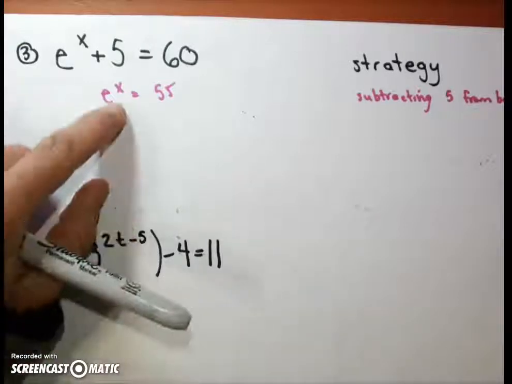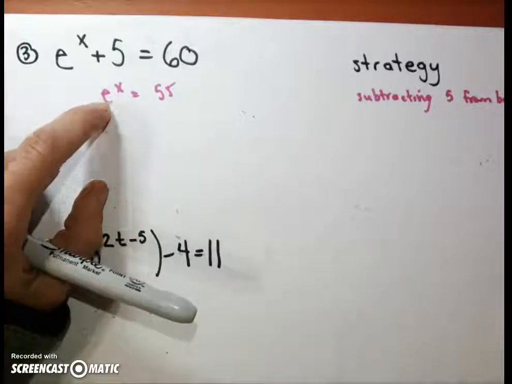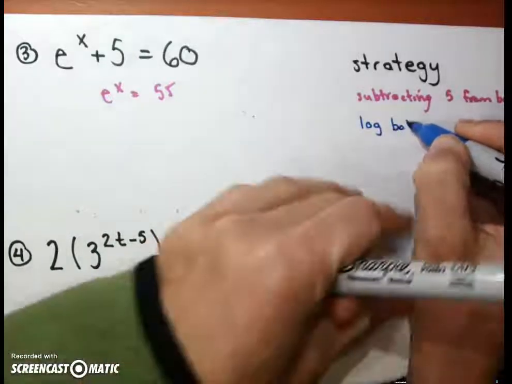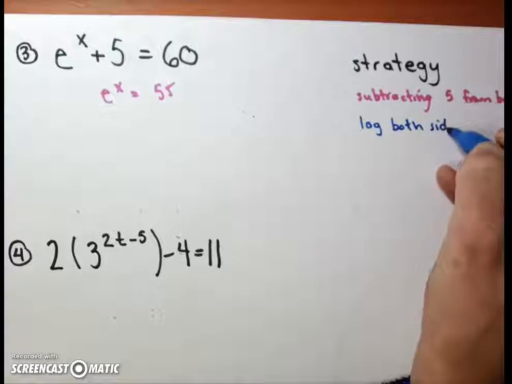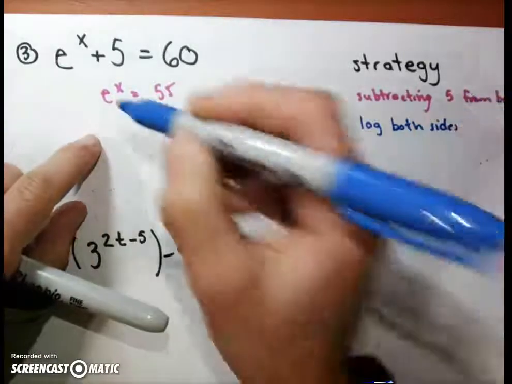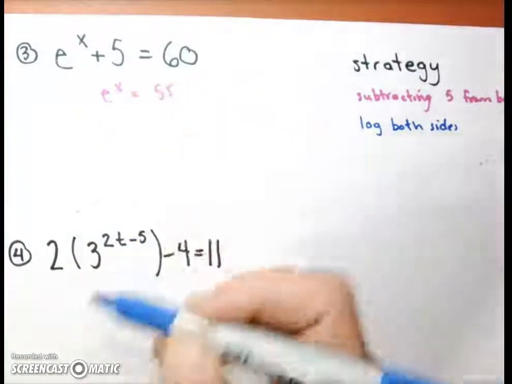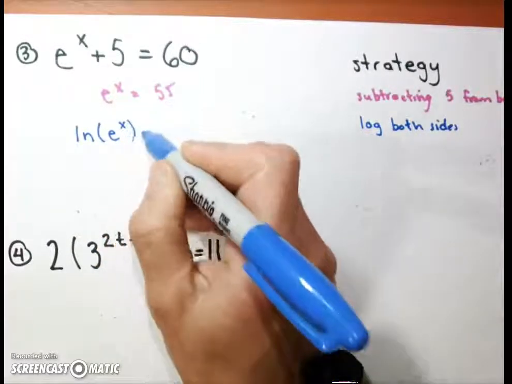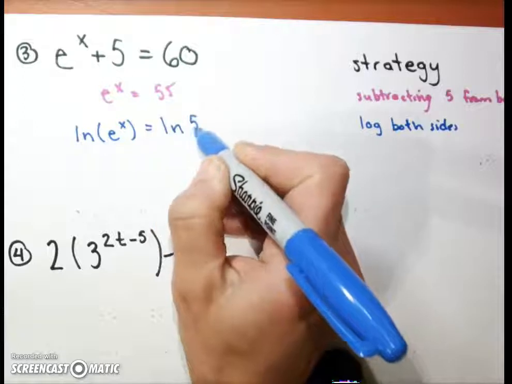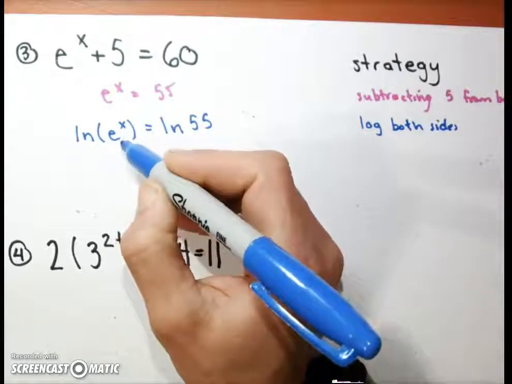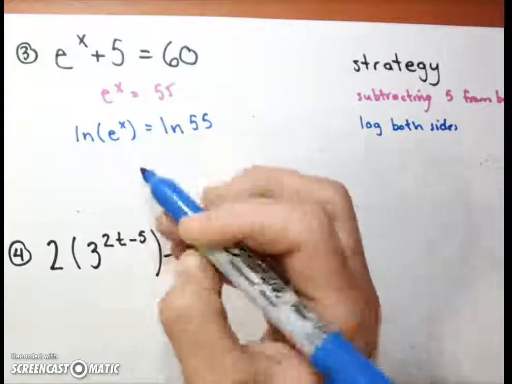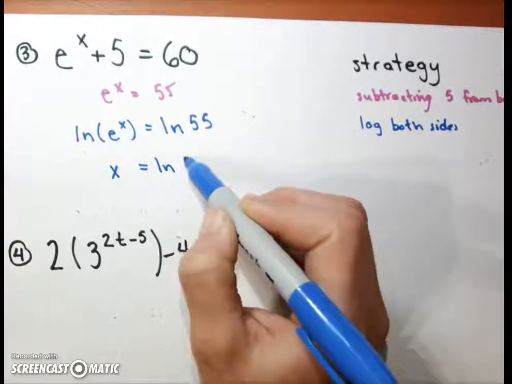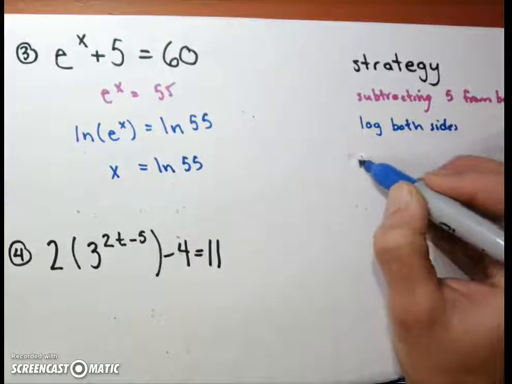Now I still need to isolate this x, so the way that I do that is I log both sides. And I choose the log to have the same base as the base of the exponent, so I'm going to have to ln both sides. I do that because now the inverse property applies. Ln of e to the x is just x, so x is ln of 55 by the inverse property.